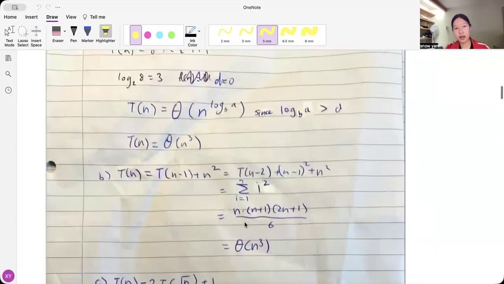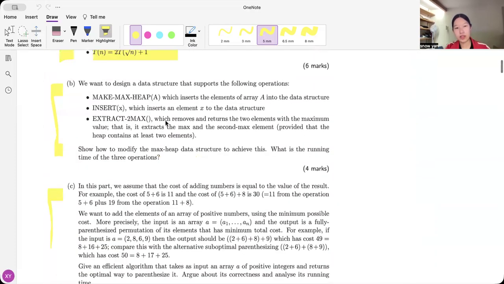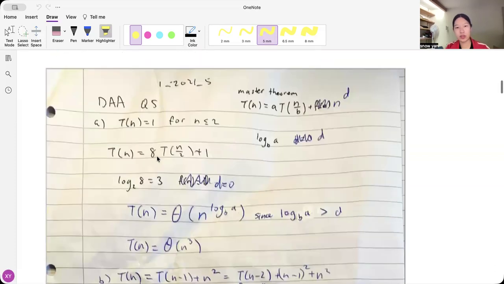Okay, so we're done with part A. For part B, we're just asked to design a data structure that supports make max heap, insert, and extract two max. Make max heap just takes a list, an array, and changes it to the heap. Insert just inserts it into the heap, and then extract two max just gets the first and the second max. Show how to modify the max heap data structure to achieve this. What is the running time of these three operations?